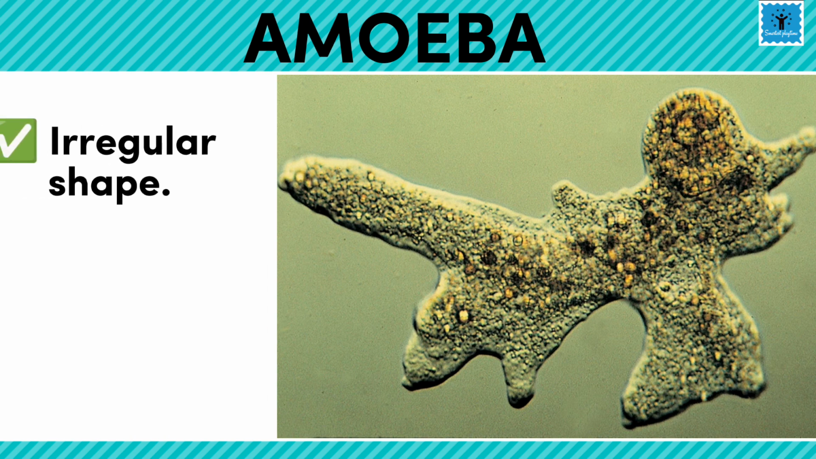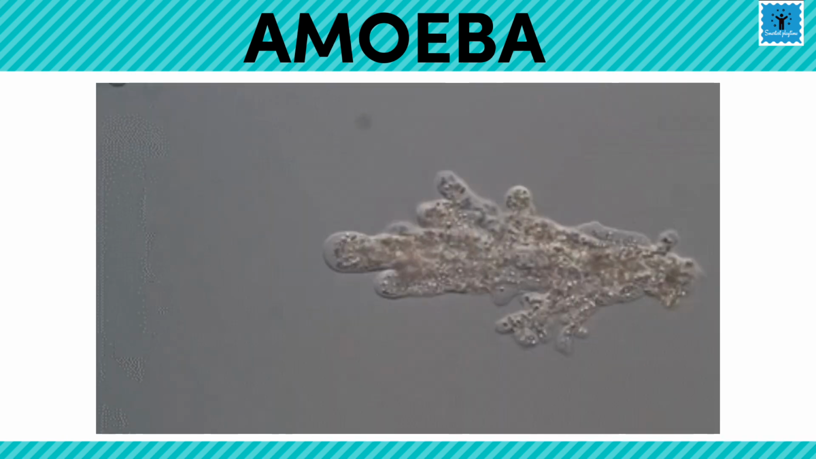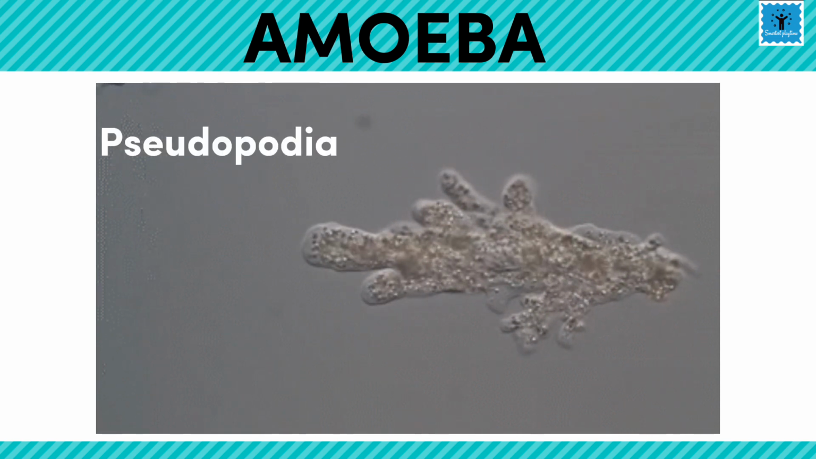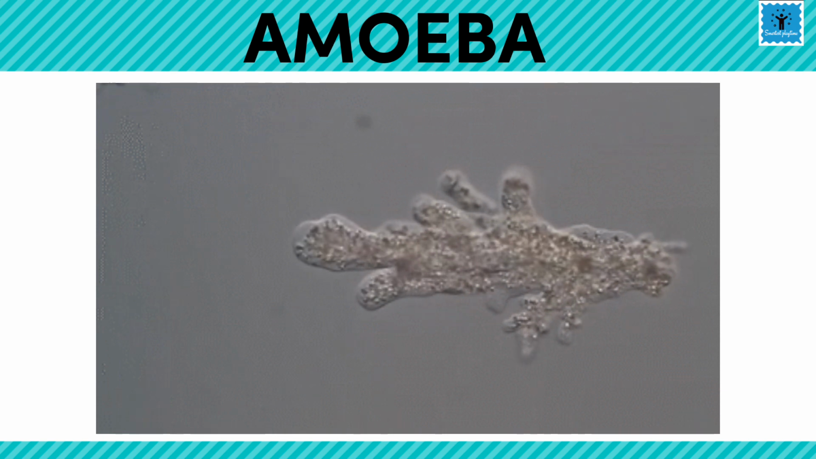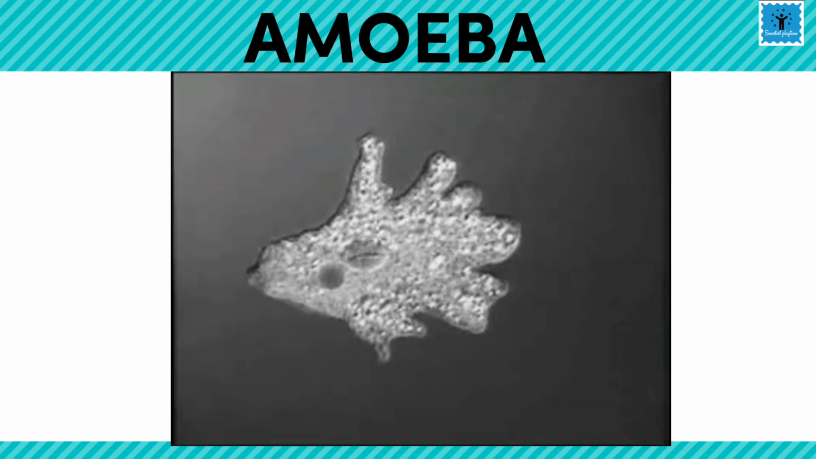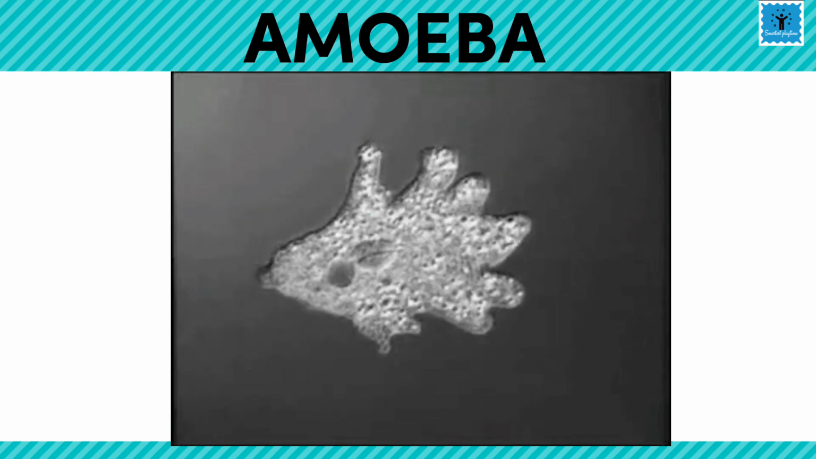Amoeba moves with a unique method. We know amoeba has an irregular shape, and whenever it sends food around itself, it extends its body outward, which is a finger-like projection. This finger-like projection is called pseudopodia or false feet. And then amoeba pushes its body forward. It is a crawling-like movement.